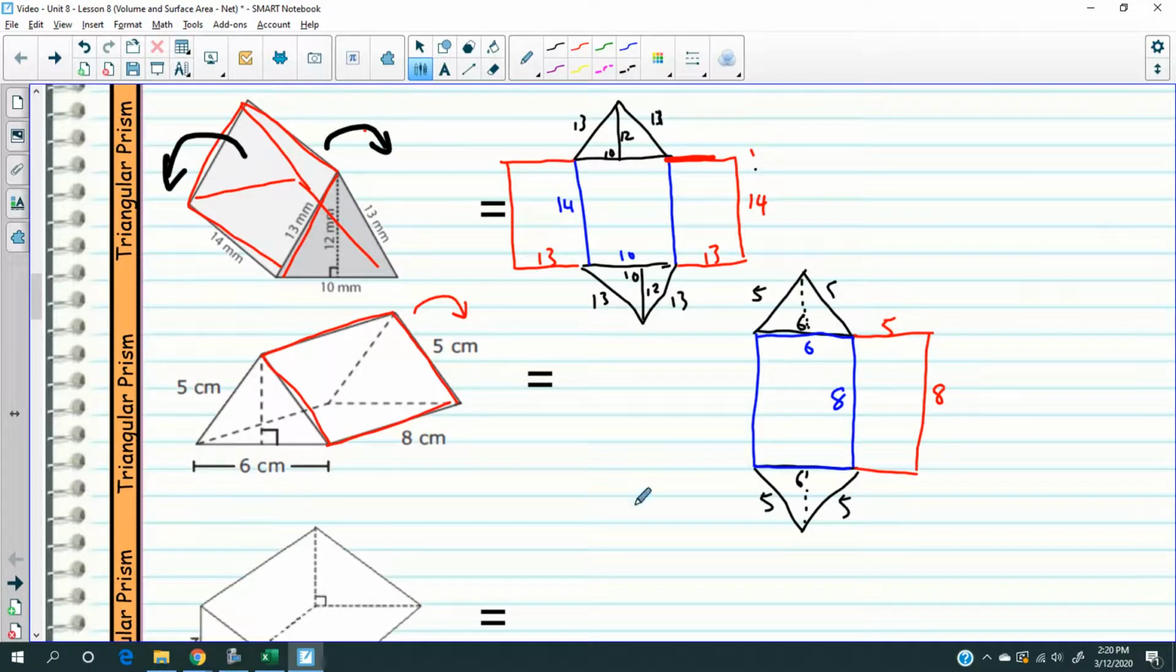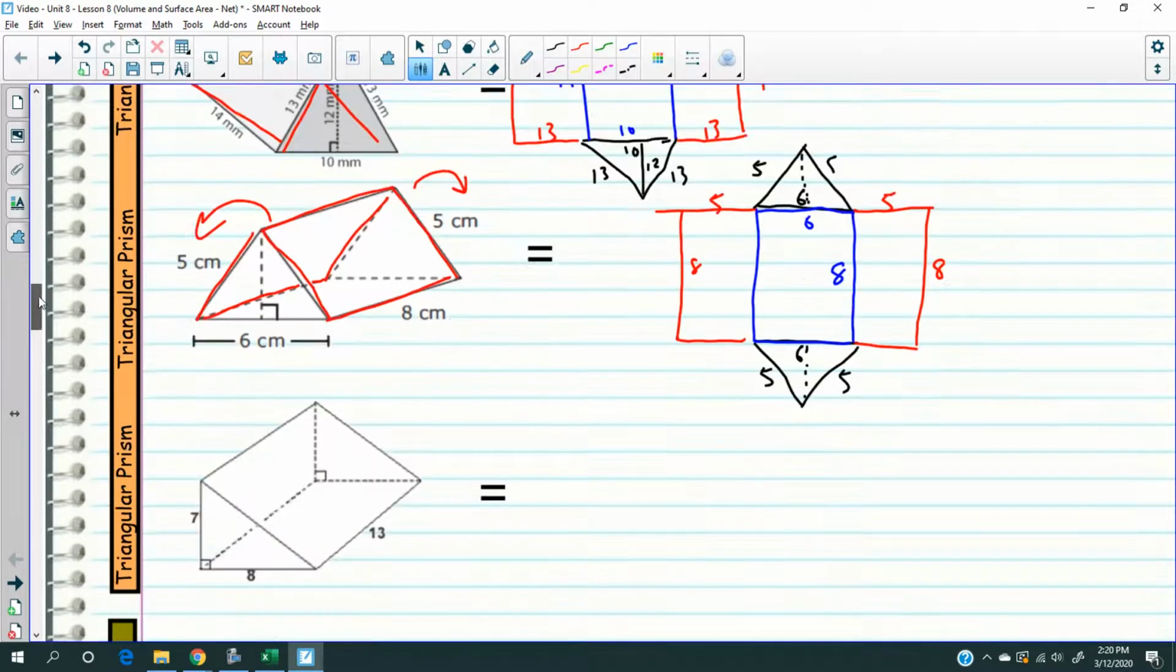Because that's the 5. Do the same thing here. I'm going to rip it off like this. So now I got this. I made it a little too long, so it's okay. So again, 5 and 8. And that's how you do it, okay?